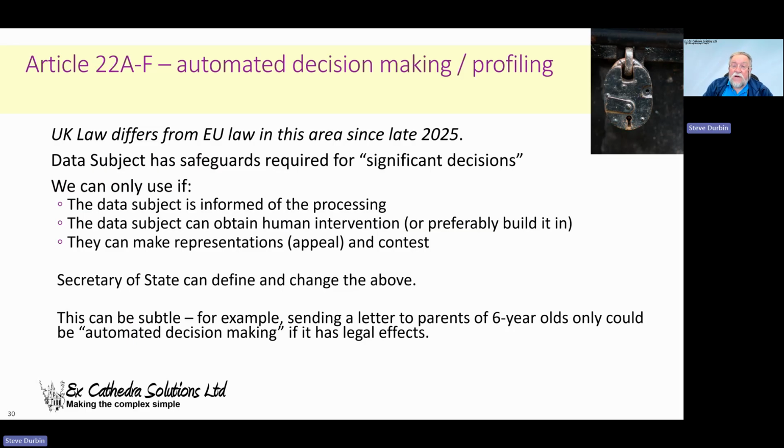Okay. Bear in mind there can be subtle things here. So if you're automating sending to a parent of 6-year-olds, okay, that might be a significant decision if there's a legal effect on the 6-year-old. That sort of thing. It can be quite challenging to work these out. Basically, if you're automating things, look very carefully at this one to make sure it's not covered.